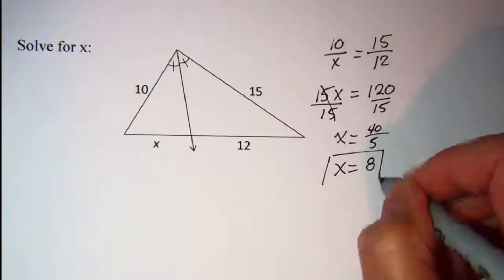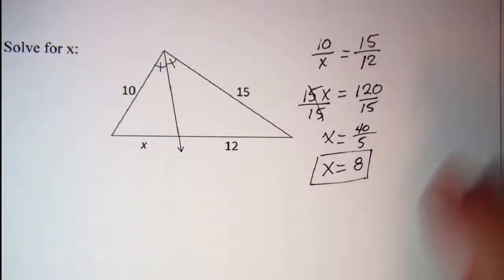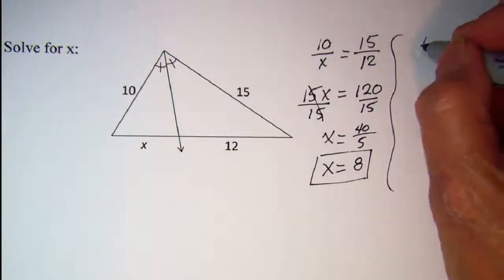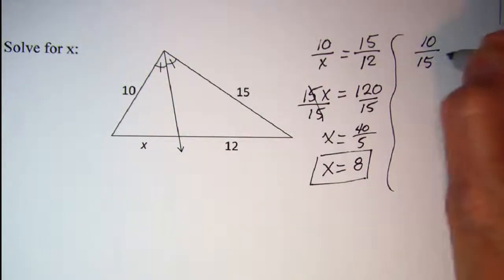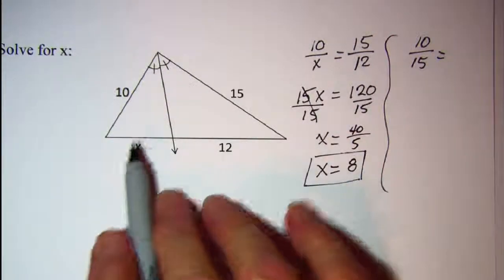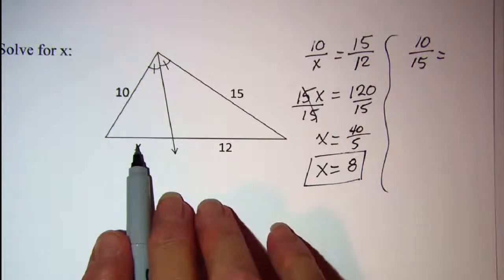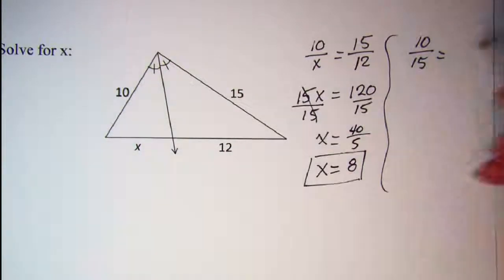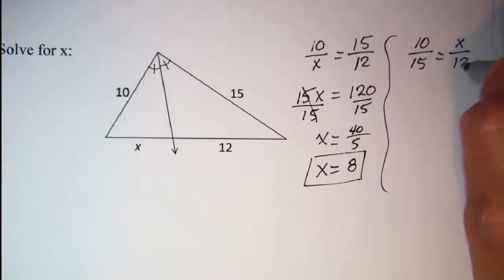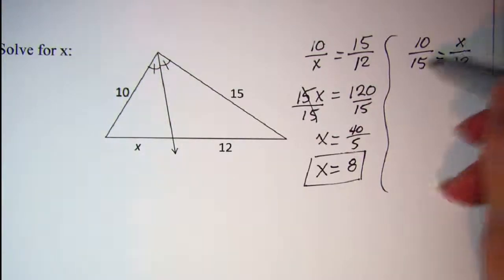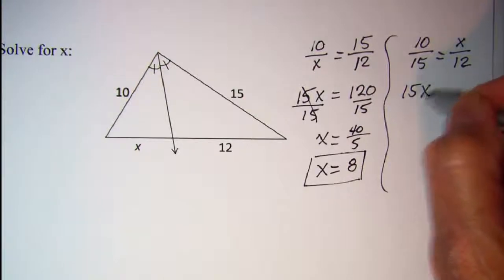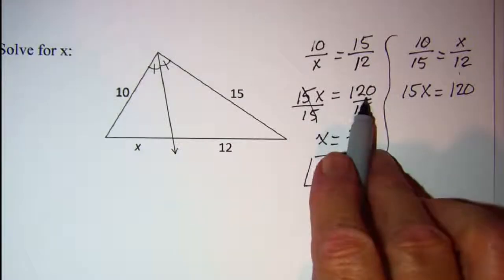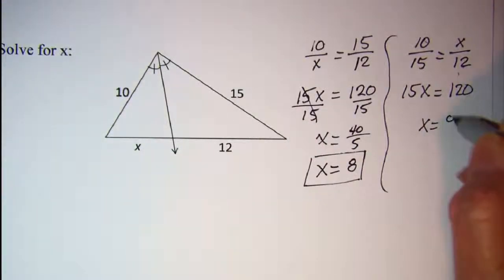So x equals 8. Now notice that I could also have set it up 10 is to 15 as, and then you have to come back over to this triangle, this little one on this side. So x is to 12. When we do our cross products here again, we get 15x equals 120, which is what I had over here. So x equals 8.